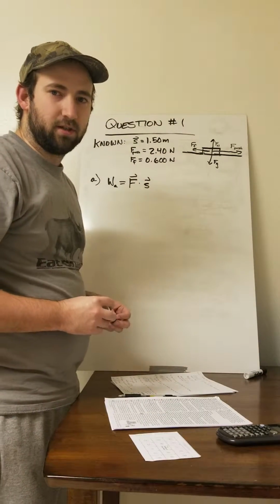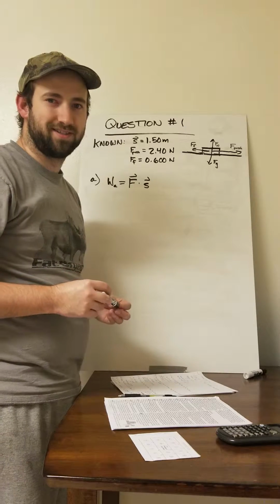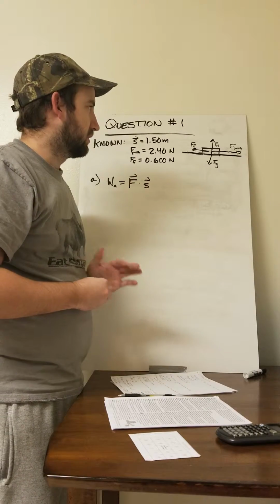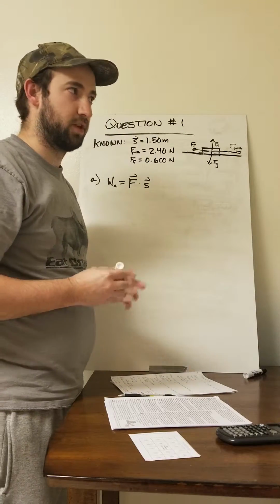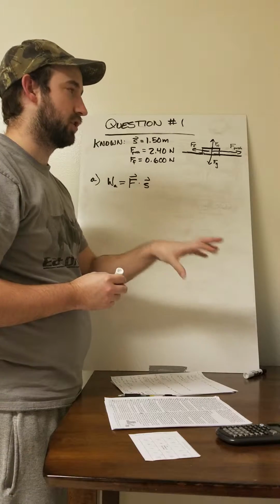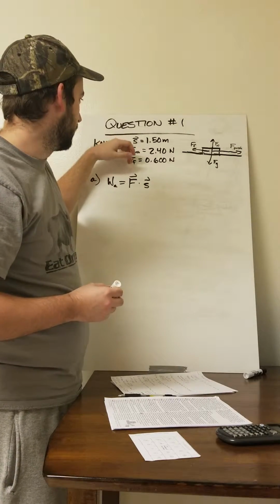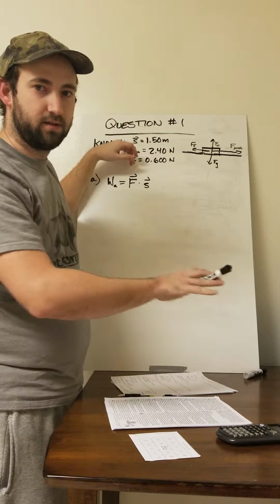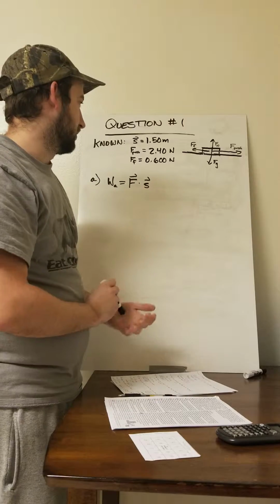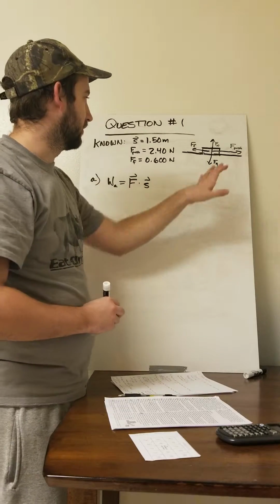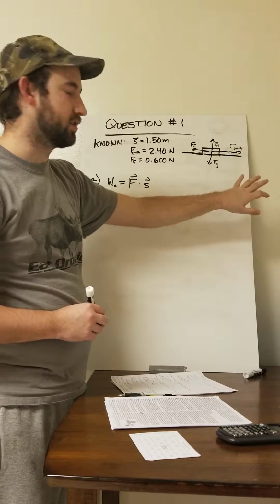Hi everyone, I'm going to go over question number 1 from the chapter 6 bingo questions. Now this question deals with a book that's on a table and you've given this book a push of 2.4 newtons. It travels 1.5 meters on that table, and then the force of friction is also given, which is 0.6 newtons. So I've already drawn a free body diagram that helps us see what's going on here.